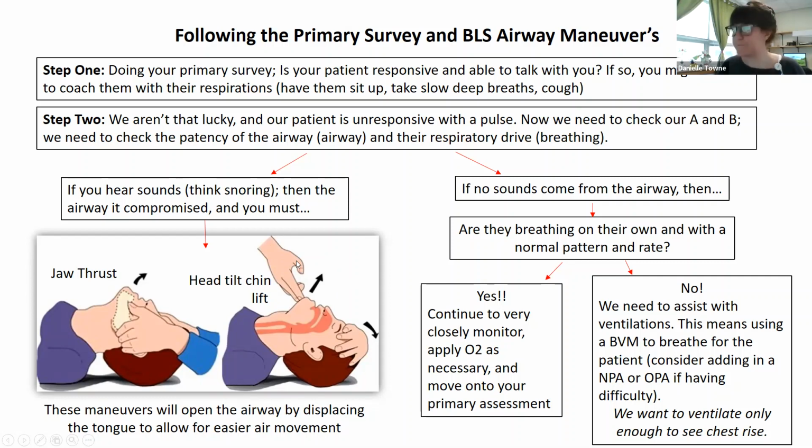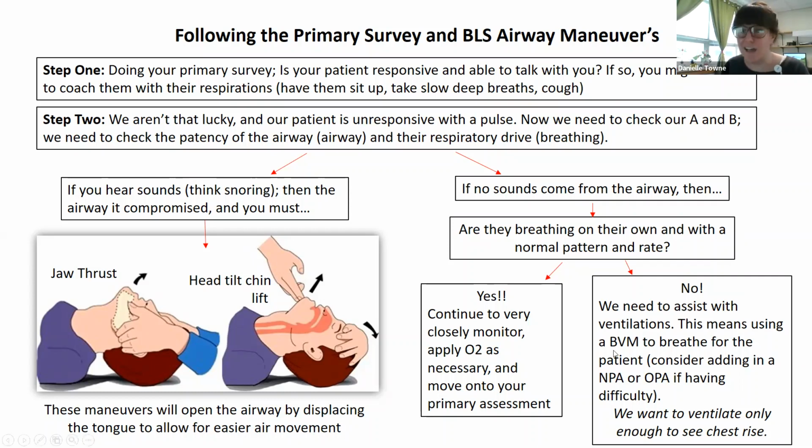Well, let's say you did your assessment and you're like, okay, well, there's no sounds from the airway, but now what? Well, we've checked our A, we've checked our airway. Are they breathing on their own and with the normal pattern and rate? If they are, great. Maybe we apply some oxygen. Let's make sure that we really continue to reassess. Let's move on to our circulation and the rest of our primary assessment.